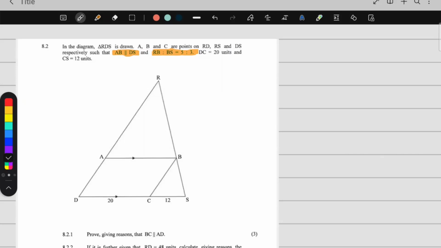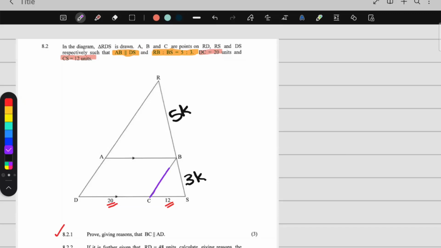RB, so RB is this line, this is 5. And BS is 3, but because that's a ratio, let's add a letter. So I'm going to add K to show that that is a ratio. It also says that DC is 20 units and CS is 12 units. That is already on the diagram. And the question is 8.2.1, prove giving reasons that BC is parallel to AD.